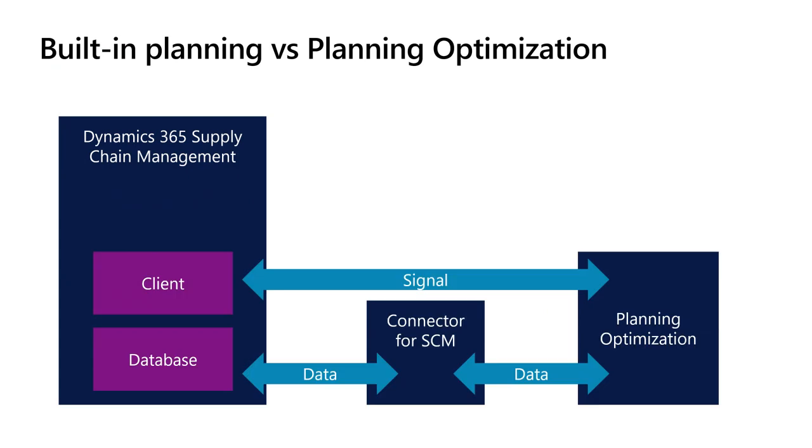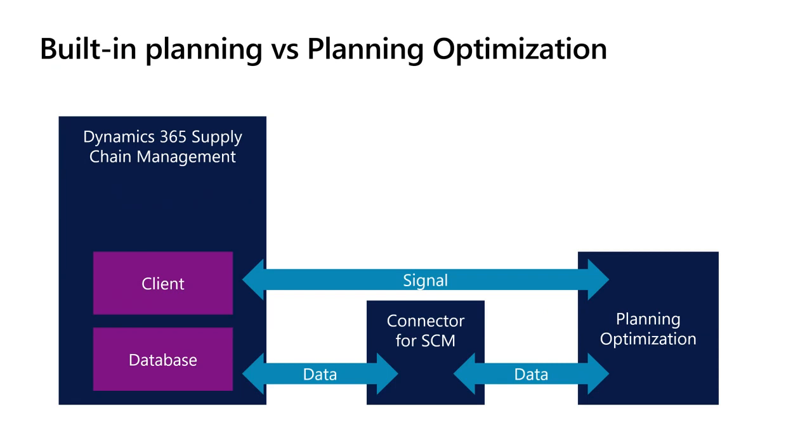In response to this issue, a couple of years ago, we started planning optimization, which is a planning service running on Microsoft hosted resources. Let's see its architecture. When a user initiates a master planning run from the Dynamics client, a signal is sent to the service to read the transactional data and planning setup from the environment through a connector. Then planning runs in memory, and the service will send the planned orders back to Dynamics to be reviewed and confirmed as usual.